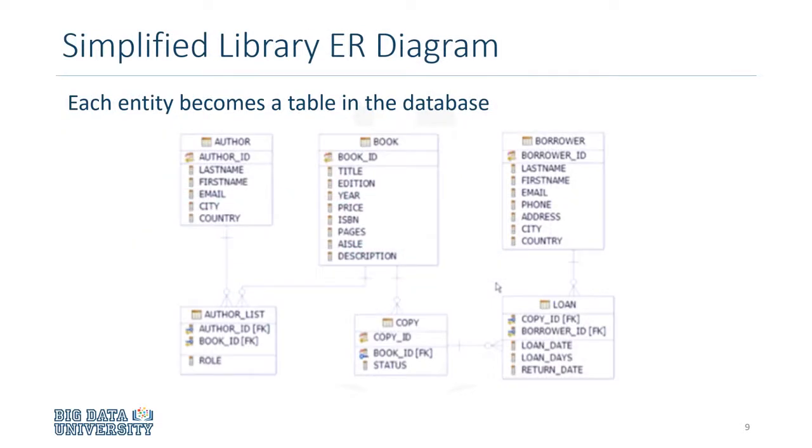In a simplified library database, we progress through the process of identifying entities, such as borrowers who take books out on loan, various copies of each book, and copies of books out on loan. This is the final ER diagram. Each entity becomes a table in the database.